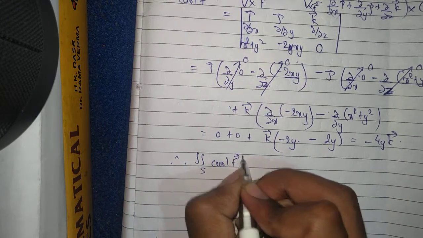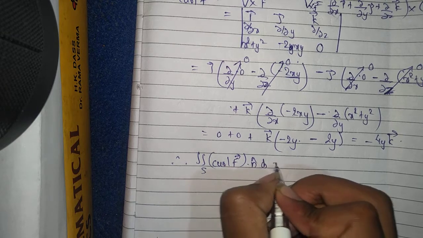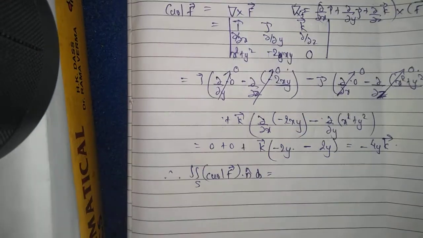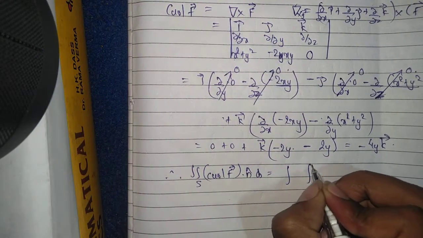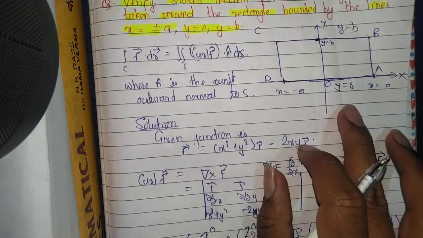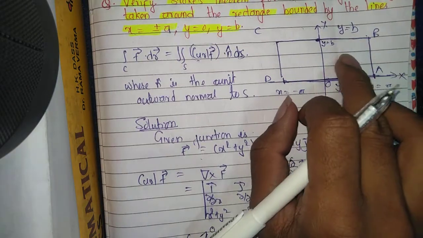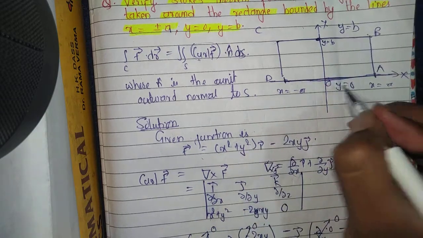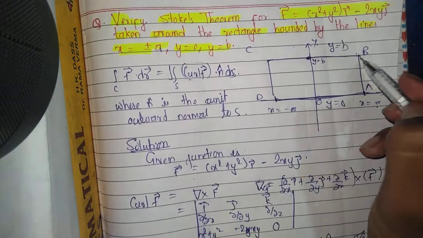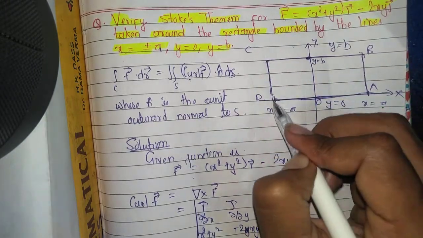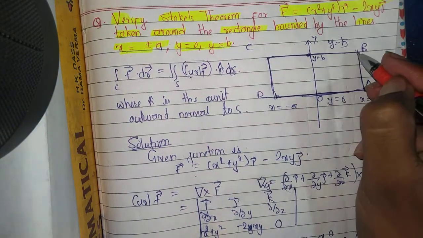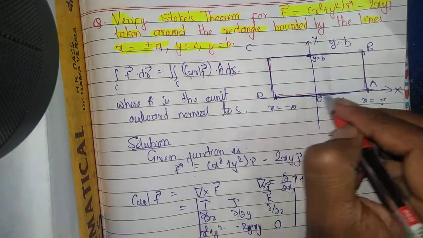So the surface integral of curl f vector dot n cap ds equals a double integral. Here we have to take the limit so that our rectangle covers the overall surface. Our rectangle varies from x equals a to minus a, that is, from this line to this line and this line to this line. Okay, let me focus it again. Our rectangle varies from this line to this line and this line to this line.